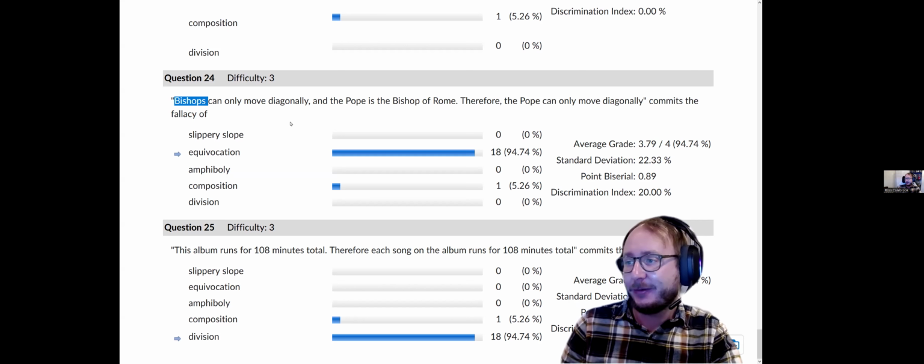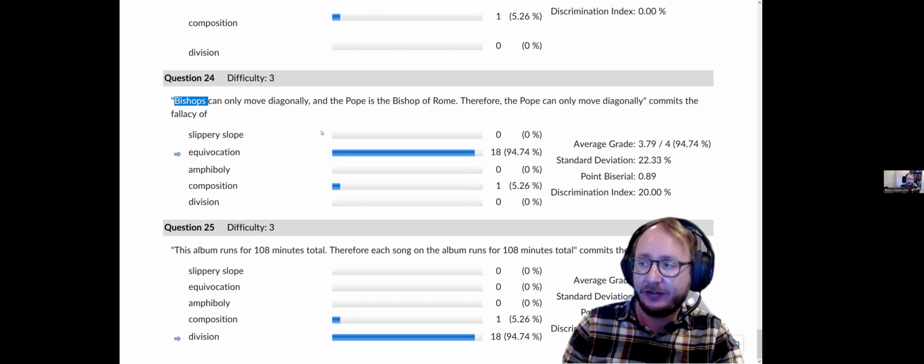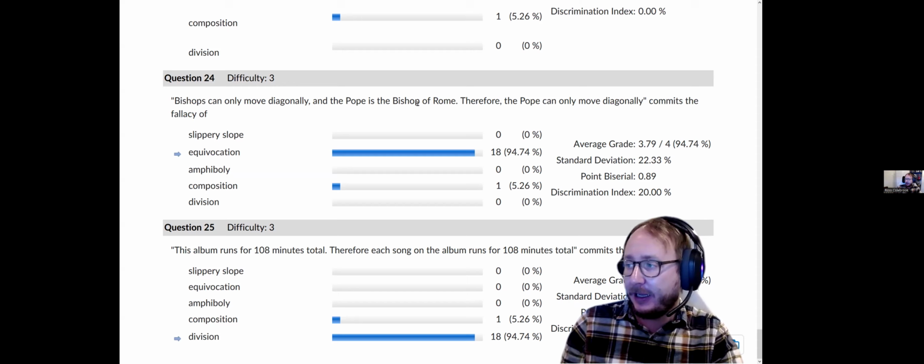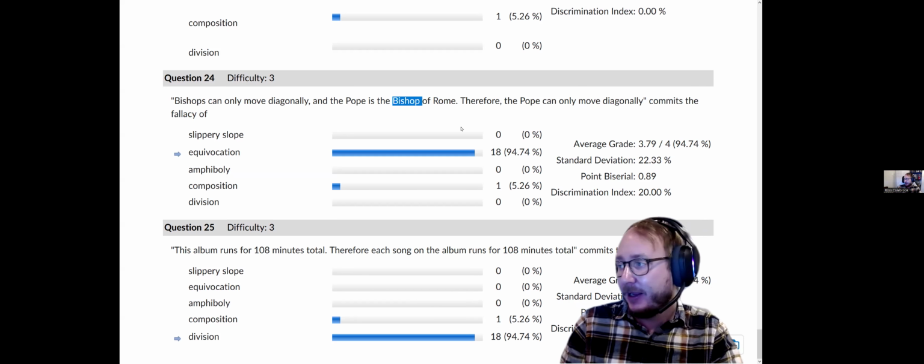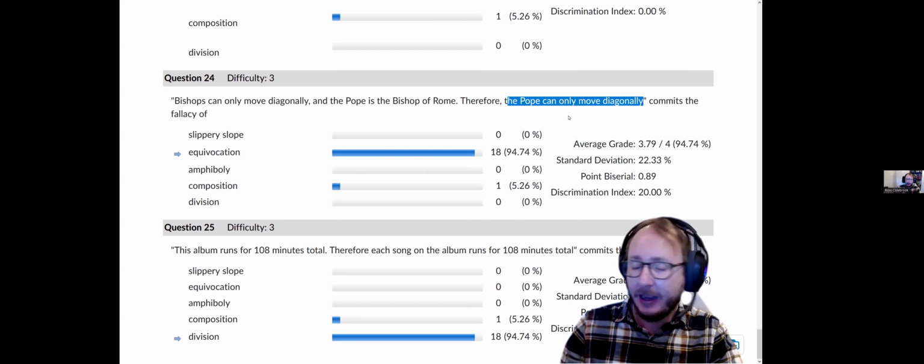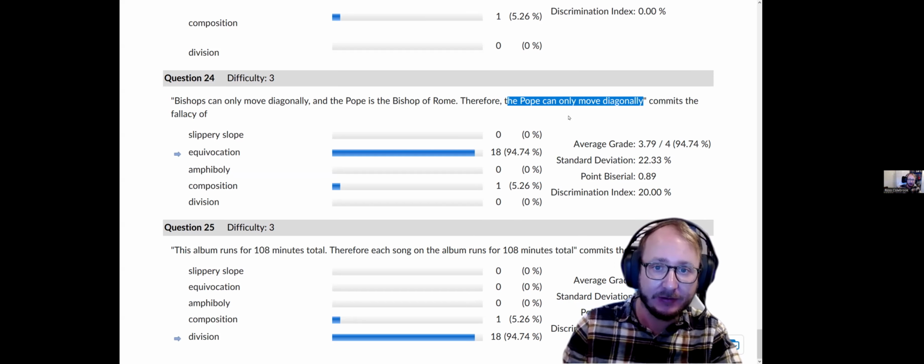So here the word bishop means chess piece, right? They can only move diagonally on the board. And here bishop means church official, right? And so these are two different uses of the term. So the conclusion that the Pope can only move diagonally depends on that shift in usage.